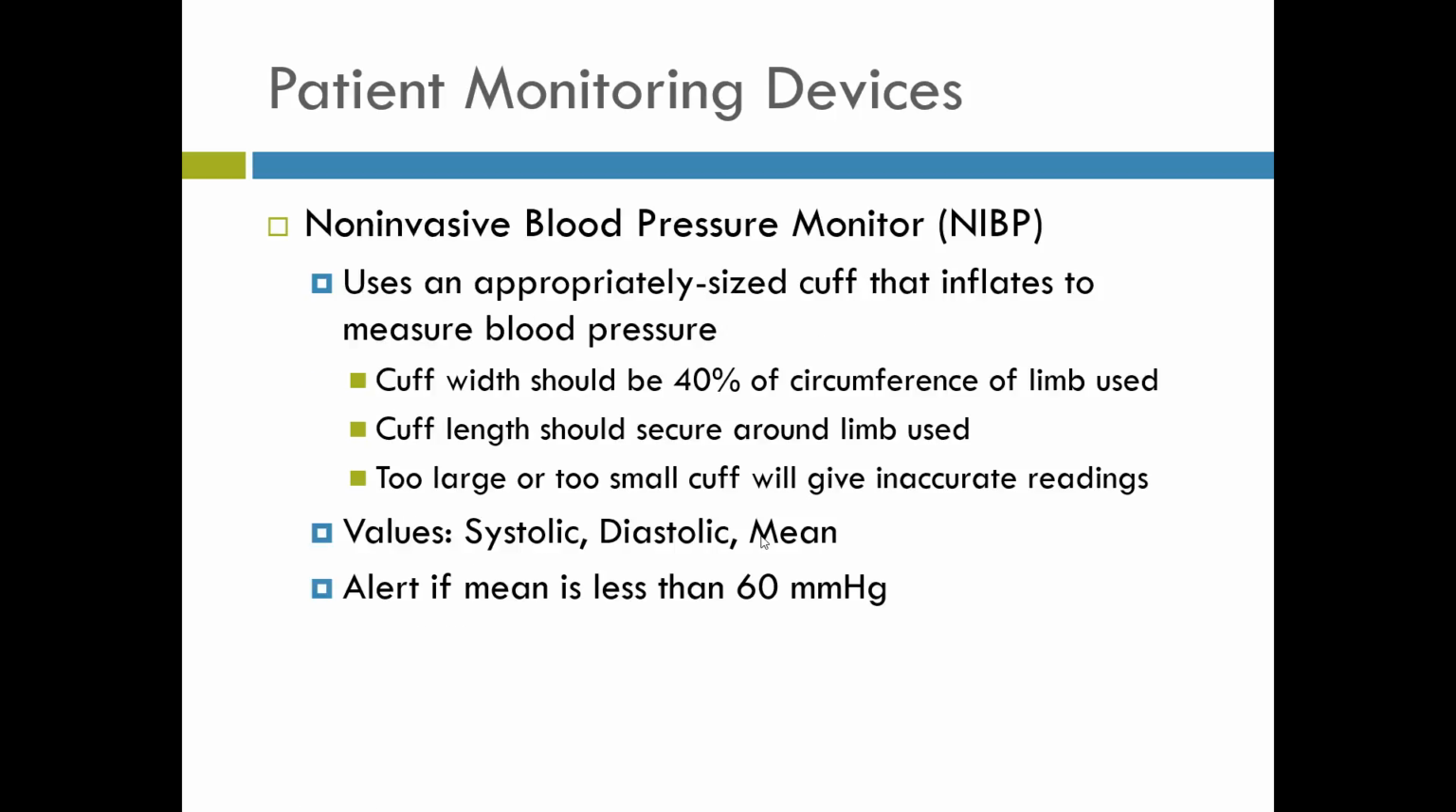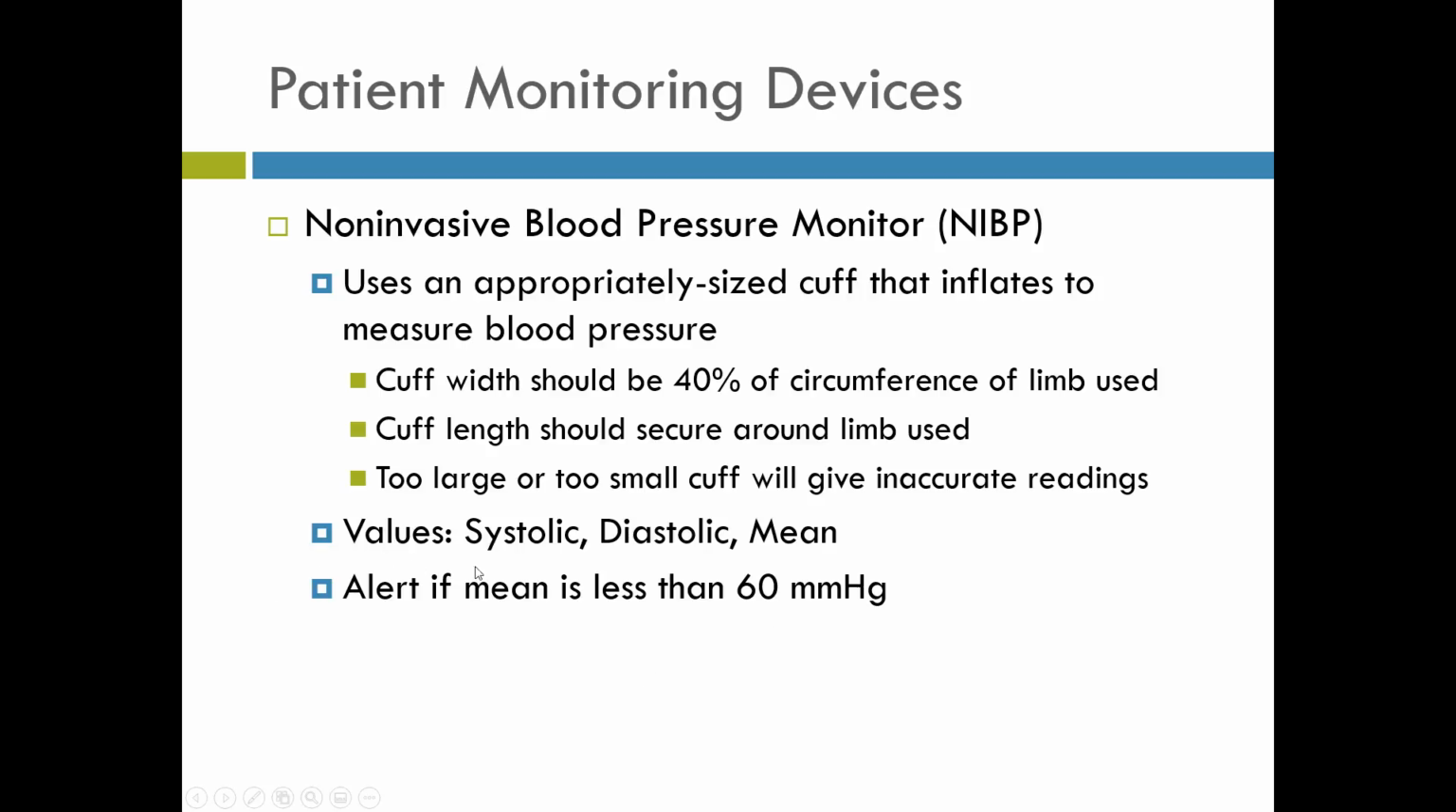Our non-invasive blood pressure monitor, or NIBP, uses an appropriately sized cuff that inflates to measure the blood pressure. The cuff width must be 40% of the circumference of the limb used. Because if we have too big of a cuff or too small of a cuff, it will give inaccurate readings. Too big of a cuff won't constrict the blood vessels enough, or if it's too small, it'll just explode right off. And so the cuff length should be secured around the limb used. So usually we use a back leg or a front leg. We don't use it on the same leg that has an IV catheter in it because that would be counterproductive if we're trying to administer fluids.